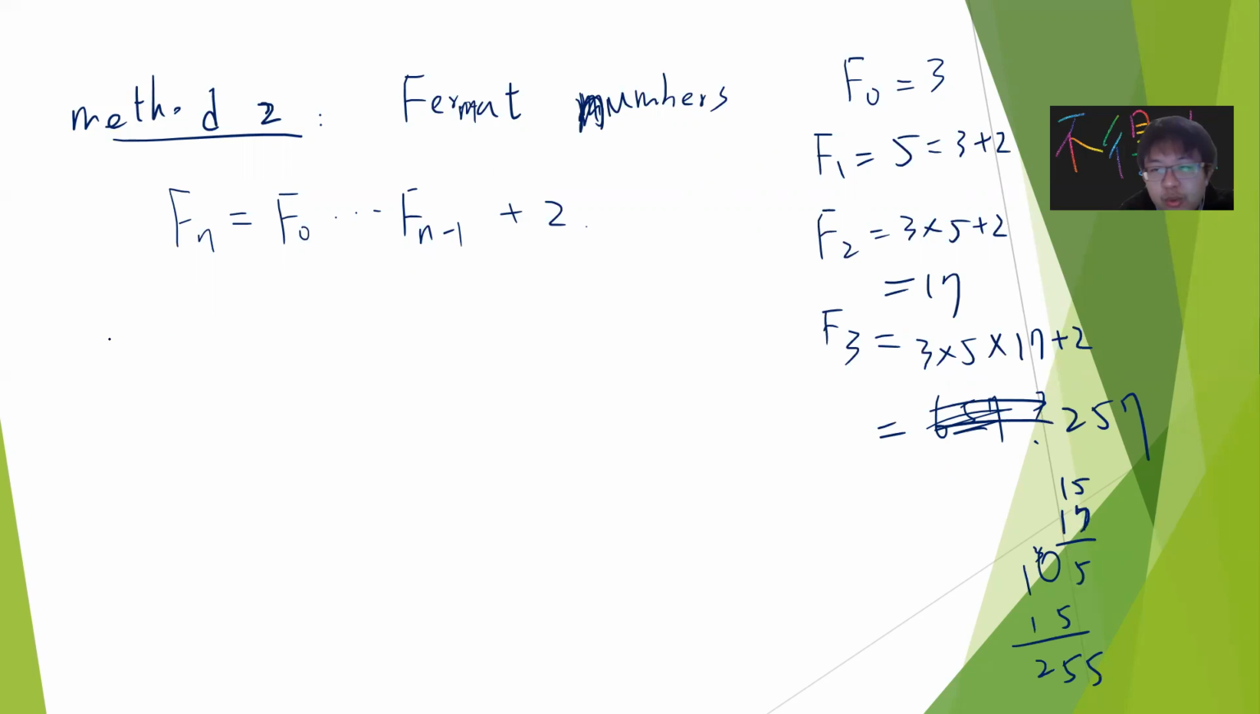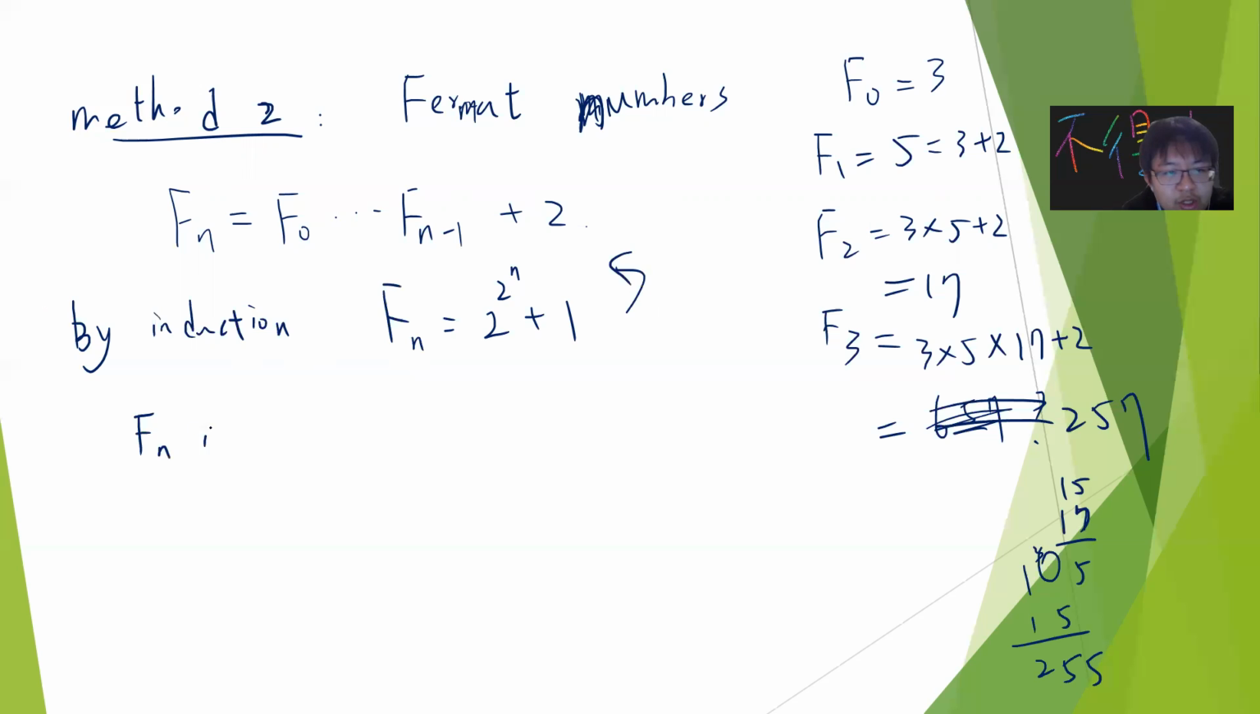Okay, so you can prove by induction that this f of n is exactly 2 to the 2^n plus 1. For example, when n equals 0, you get 3. When n equals 1, you get 5, and when n equals 2, you get 17, and then keep going. Okay, so this is proved by induction.